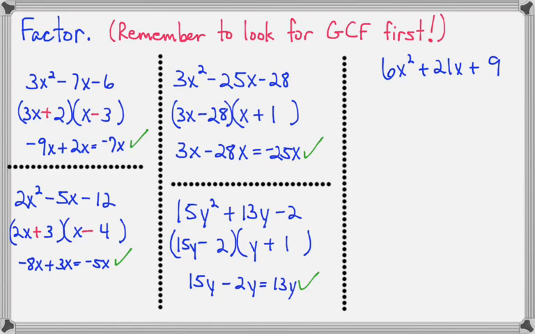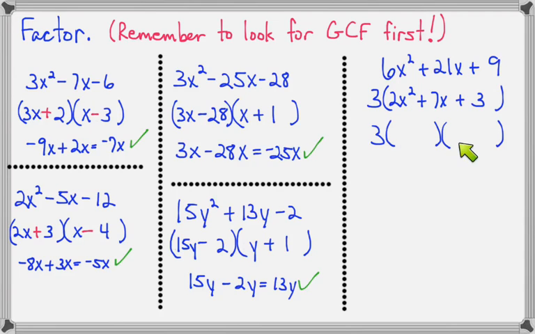Okay, let's try 6x squared plus 21x plus 9. Finally, I do have a common factor here, and it's 3. So if I factor out the 3, I can save myself a lot of work. And my new trinomial is going to be 2x squared plus 7x plus 3. And now this is the trinomial that I'm going to try to factor.